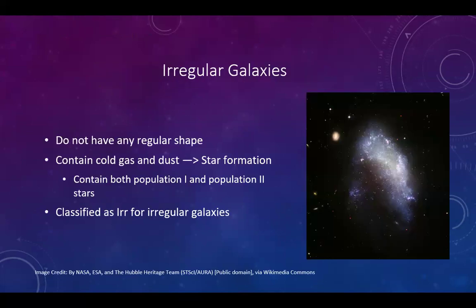And irregular galaxies do not have a regular shape. They can look like this. They contain cold gas and dust and generally contain significant amounts of star formation. They have population 1 and population 2 stars, a mixture of stars of different ages. And they're classified as IRR for irregular galaxies.